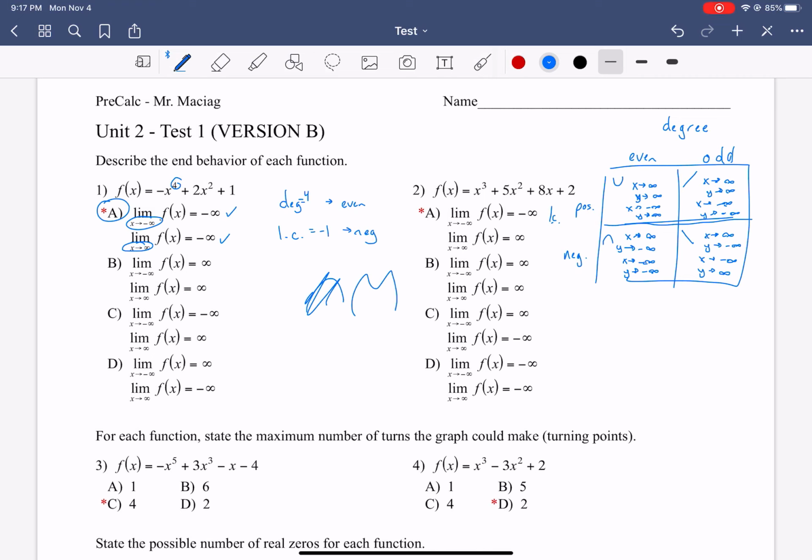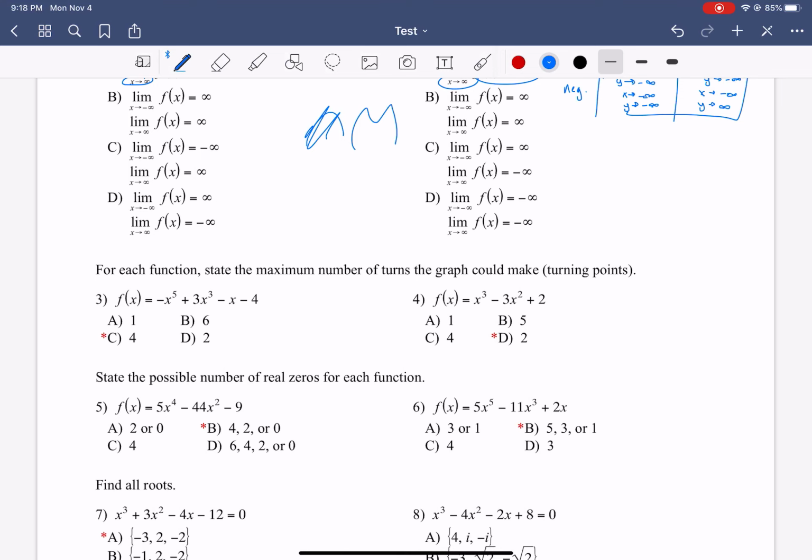Likewise, if we look at number 2, our degree is equal to 3 and our leading coefficient is 1. So that means we have an odd function with a positive leading coefficient. Here's odd and positive, so we're going to do this one right here. As we go to the left, as x goes to negative infinity, y is going to go to negative infinity. As we go to the right, x goes to positive infinity, so y goes to positive infinity. So again, A is the correct answer.